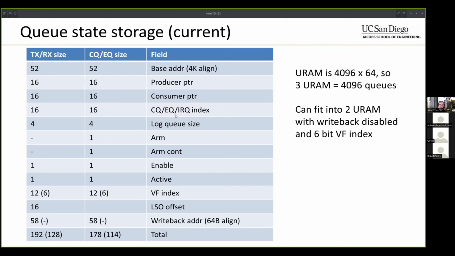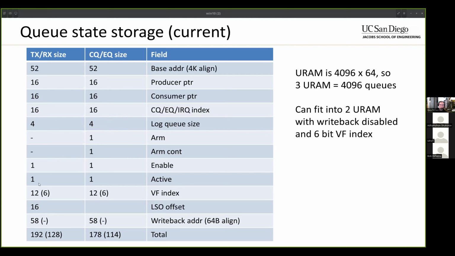Producer and consumer are a little more clear cut. Then we have the CQ, EQ, IRQ index. I was thinking about maybe making some of these larger, but 16 bits is pretty good for a ring size. That's 64K entries inside of that ring. If you have that much data in your ring, then something is not working correctly. The CQ, EQ, IRQ index could potentially be larger, but you have to actually implement those queues in hardware. So 16 is probably about the max you'll be able to implement in hardware. If we are going to implement more, then we're probably going to have to use a different method for keeping track of all this information. Log queue size of 4 bits fits very nicely with the 16, right? 2 to the 4 is 16, so that's fine.